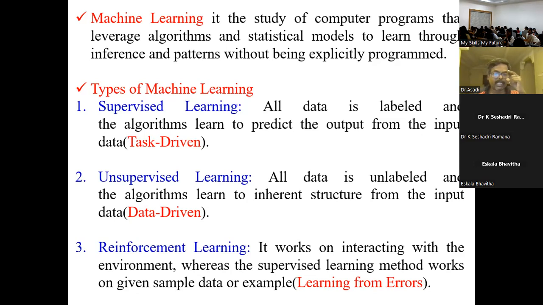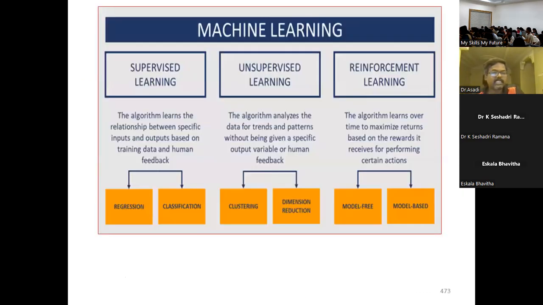Then reinforcement learning works on interacting with the environment, whereas the supervised learning method works on given sample data or examples. That is called learning from the errors. That is called reinforcement learning. See examples. Supervised learning, I have already explained. What is meant by supervised learning? The algorithms learn the relationship between specific inputs and outputs based on training data and human feedback. Those are regression and classification.